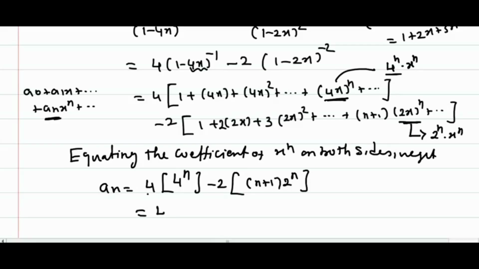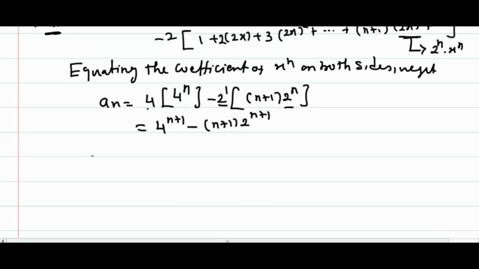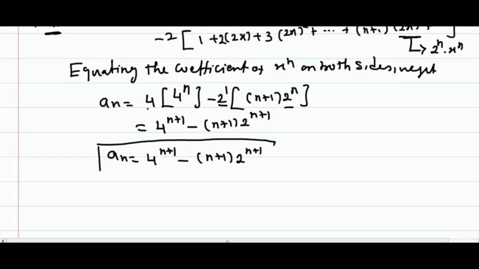Okay, now we simplify. This is the same. We can add powers. We get 4 into 4 power n, that is 4 power n plus 1, and (n plus 1). Here also the base is the same, so we get 2 power n plus 1. Okay, therefore the general solution of the given recurrence is an equal to 4 power n plus 1 minus (n plus 1) into 2 power n. Okay, so this is the general solution of the given recurrence relation.